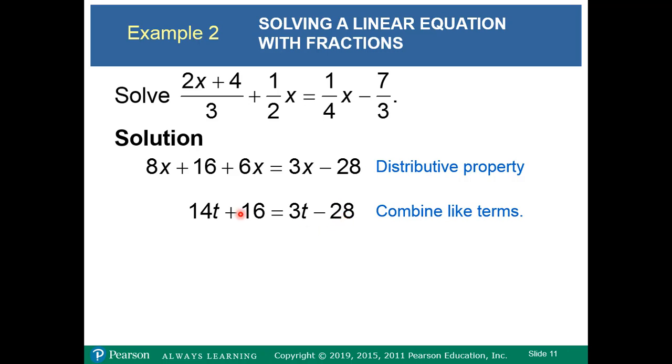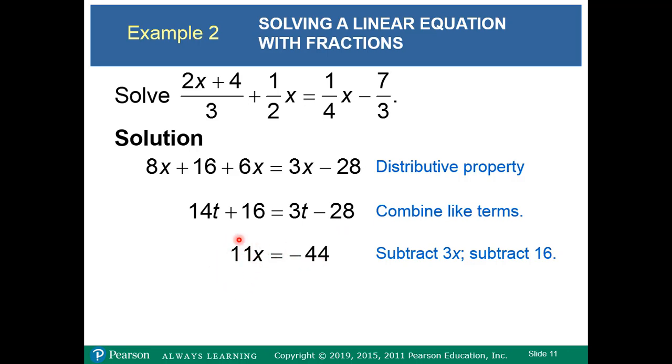And so now we're going to move this over here, and we're going to move this over here. So we want to get all the x's on one side, all the constants on the other side. That's what we're doing. And so in order to do that, we've got to, in this case, subtract 3x, I'm going to keep it with x, from both sides. So if I subtract 3x from both sides, I get 11x over here. There it is. And if I subtract 16 from both sides, I get negative 44 here. So I get 11x equals negative 44.